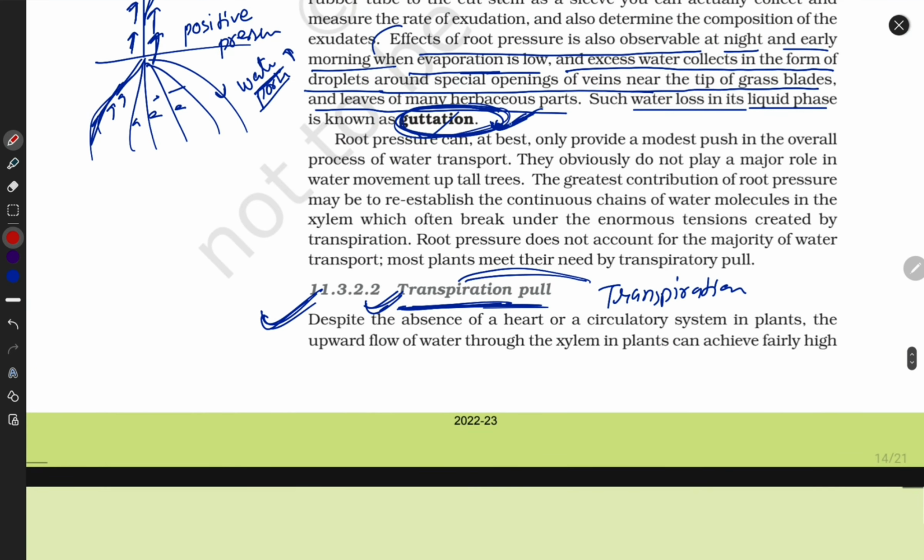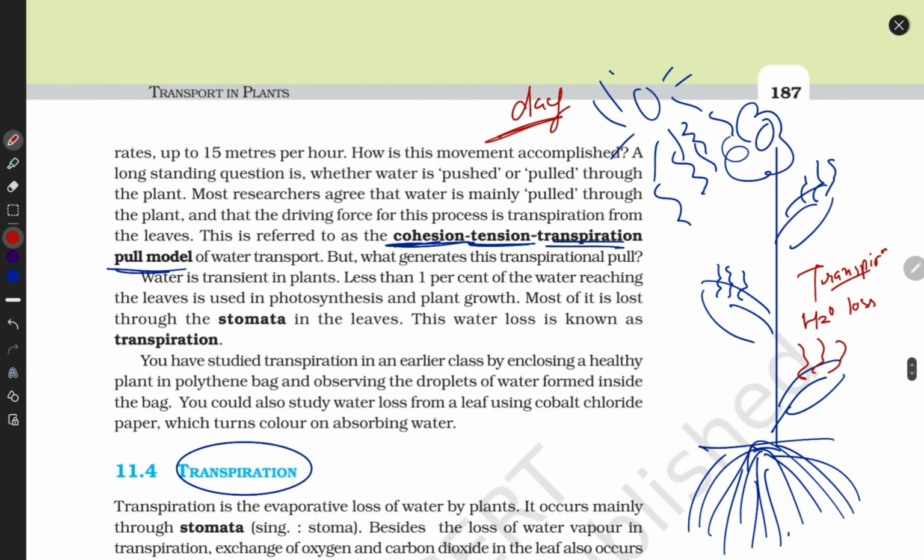Guttation mainly occurs at night time and early morning, and this phenomenon occurs in the daytime. What happens? They lose water. Leaves lose water in the form of transpiration. Leaves lose their water in the form of vapor.